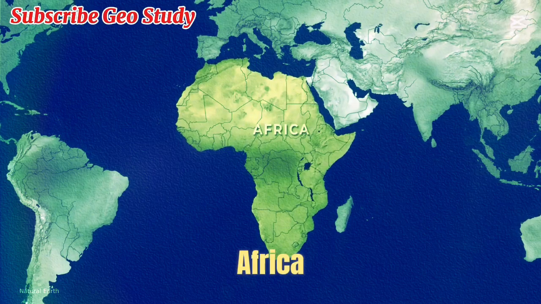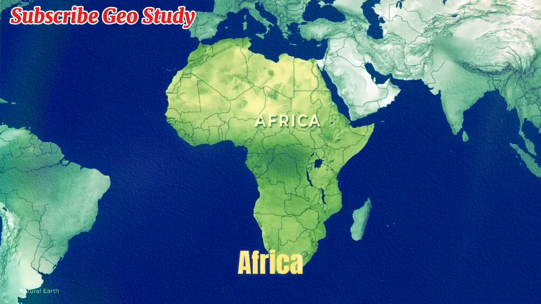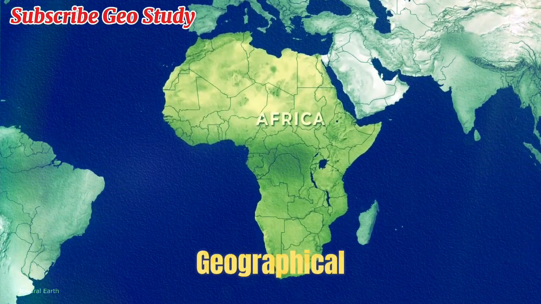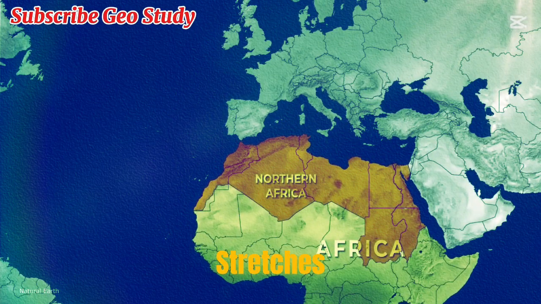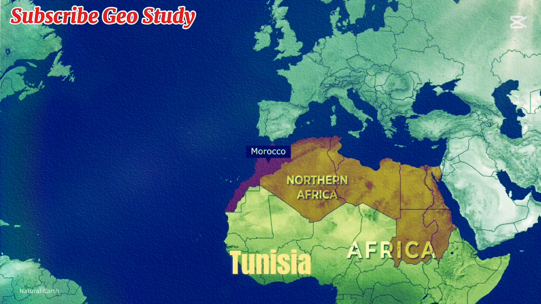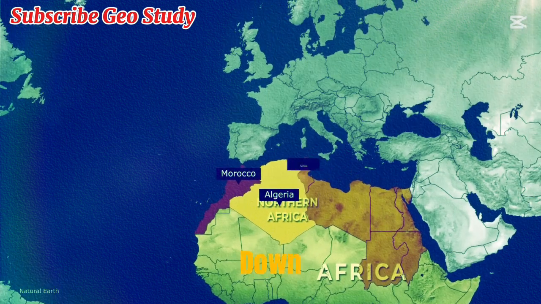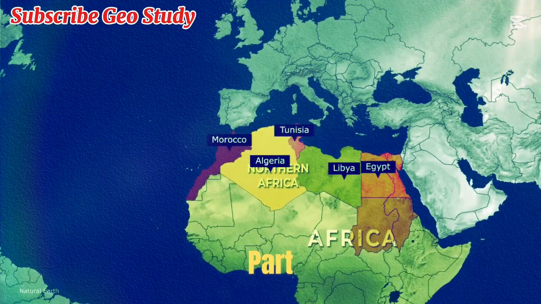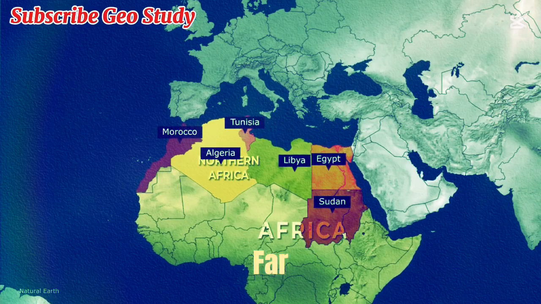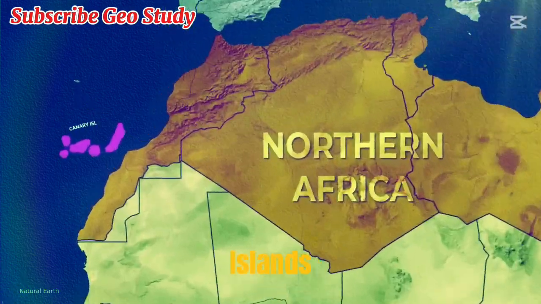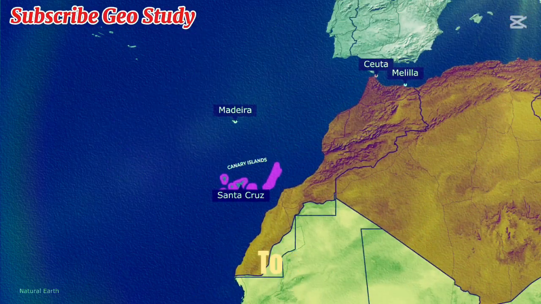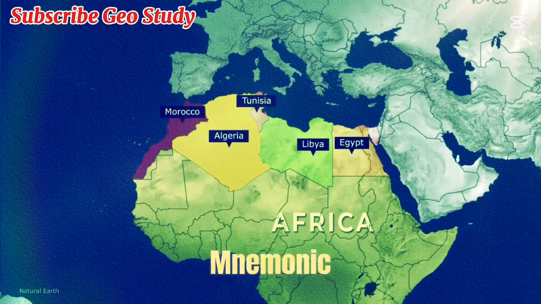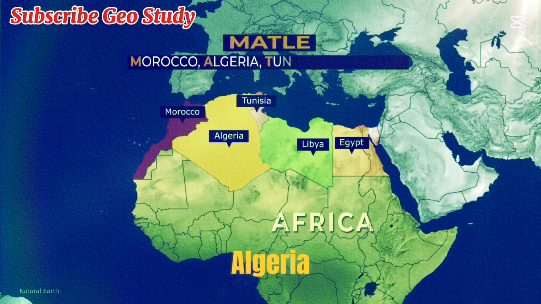Regional divisions of Africa. As we discussed earlier, Africa is divided into 5 major geographical regions. 1. Northern Africa. Northern Africa stretches from Morocco, then Algeria, Tunisia, Libya, Egypt, and down to Sudan. Some islands are also part of this region. For example, to the far west, you will see the Canary Islands, Santa Cruz, Ceuta, Melilla, and several more. To remember the countries, there's a simple mnemonic: Matal Morocco, Algeria, Tunisia, Libya, Egypt.